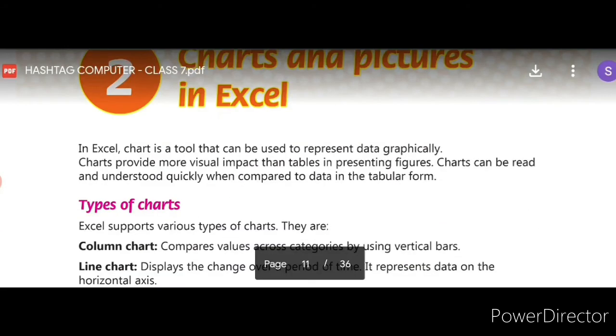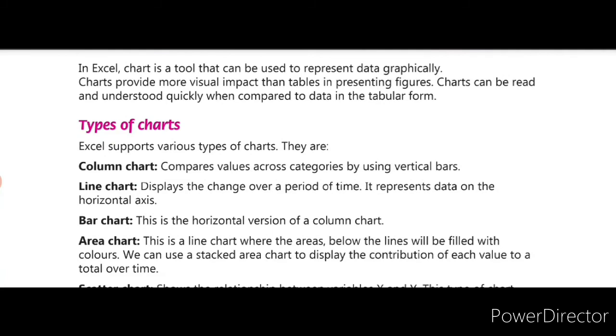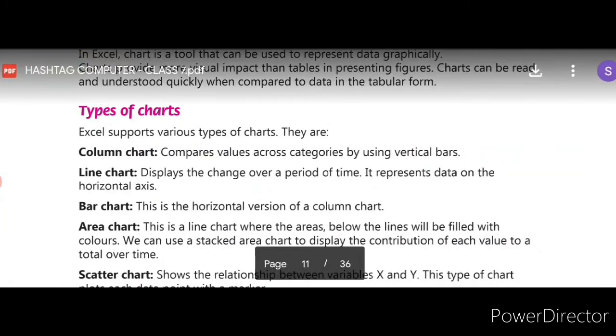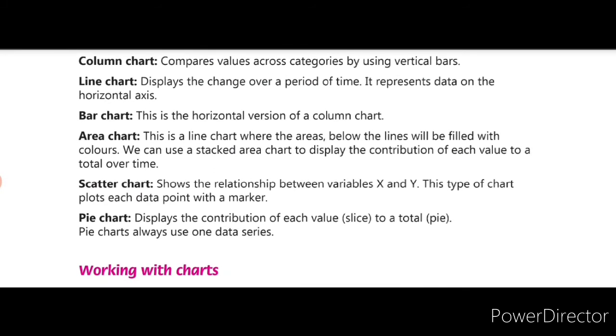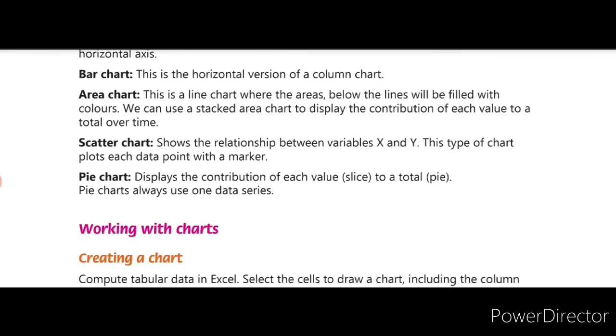So we have seen what is a chart. In Excel, a chart is a tool which can be used to represent the data graphically. While comparing to data in the tabular form, charts represent the data more quickly and we can understand it very quickly. Okay, so what are the types of charts? Column chart, line chart, bar chart, area chart, scatter chart and pie chart. Okay, so these are the types of charts.